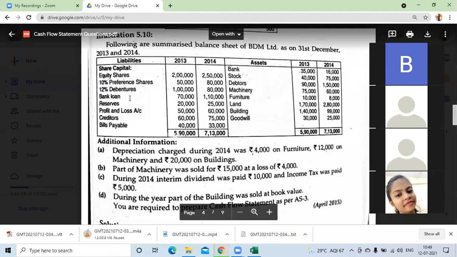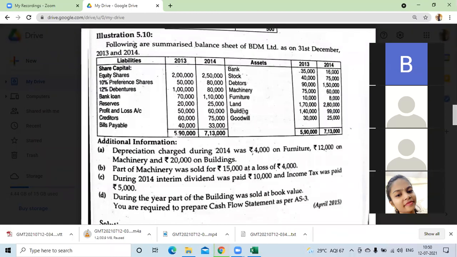Now next. After land, we have building. So do we have any adjustment on building? Yes. So what do we do? We have to wait until we reach all the items without the adjustments, isn't it? Yes, ma'am. Okay, so let's shift to the next item, which is goodwill. Do we have any adjustment on goodwill?